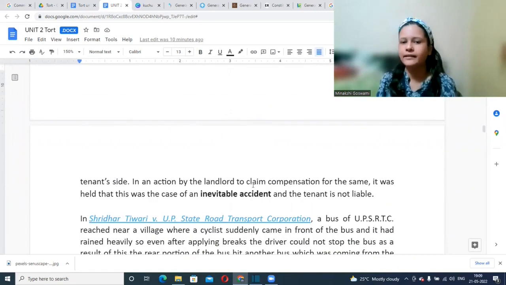An action was brought by the landlord to claim compensation because of the fire that took place, and it was held that it is an inevitable accident. There was no fault as such from the person, because with electricity and stuff, there is no guarantee. You can't say, anything might happen. So in such a case, it was an inevitable accident because the other person was not doing anything wrong which resulted in it. Okay.